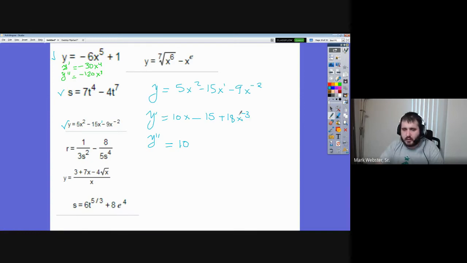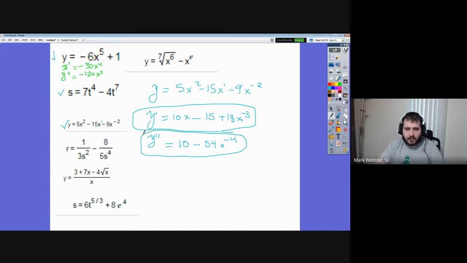And then lastly, we've got this 18x to the -3. Bring the -3 down, and that's -54. And then x to the, what's the next one? Well, from -3 we go down and we get -4. All of these, it's the same thing. Same process each time. And if you can sort of generalize this process in your brain, it's going to make your life super duper mega extra easy. Okay?